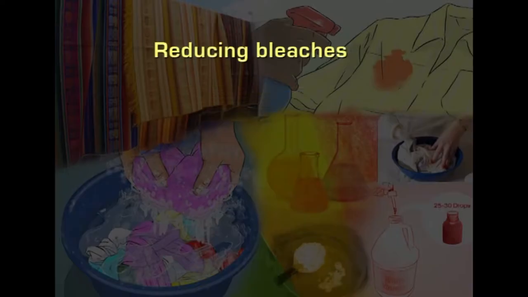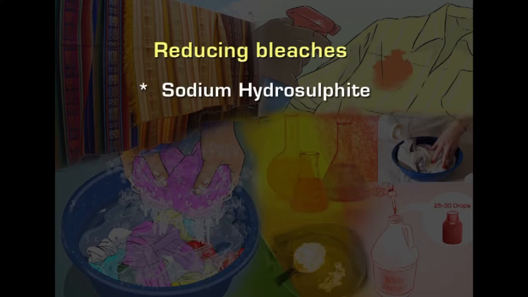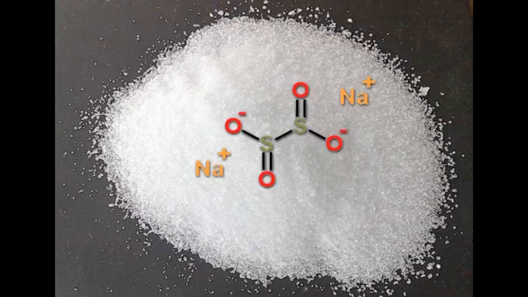The next category is the reducing bleaches. The first one is sodium hydrosulfide. It is sold in powder form. When dissolved in water, it readily absorbs oxygen to form sodium metabisulfite. By absorbing oxygen, it forms sodium sulfite and sulfur dioxide. The sulfur dioxide gets oxidized to sulfuric acid and this gives out hydrogen.